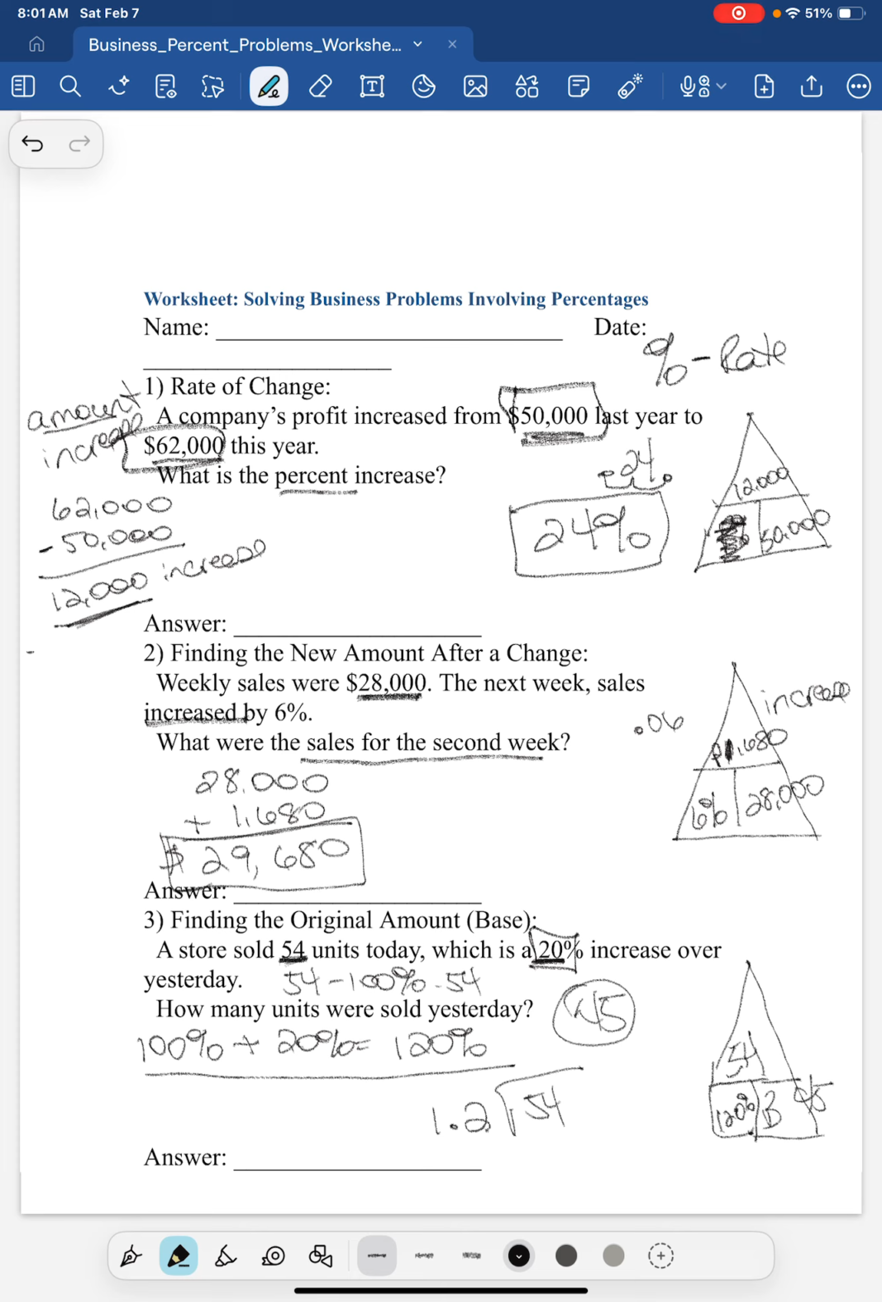And if you feel like, I confused myself, I want to double check, what you do is start with this as your base and go to your 20% as your rate and multiply it out, and you're going to see that you get 9. And if you add 45 and 9, you get your new amount of units you sold today, 54. If those kinds of problems give you a little pause because you think, I'm not sure I thought that through properly, you can go back and check it that way. It's always good to double check that what you're doing is making sense, because as you're learning, these things can be a little bit confusing.